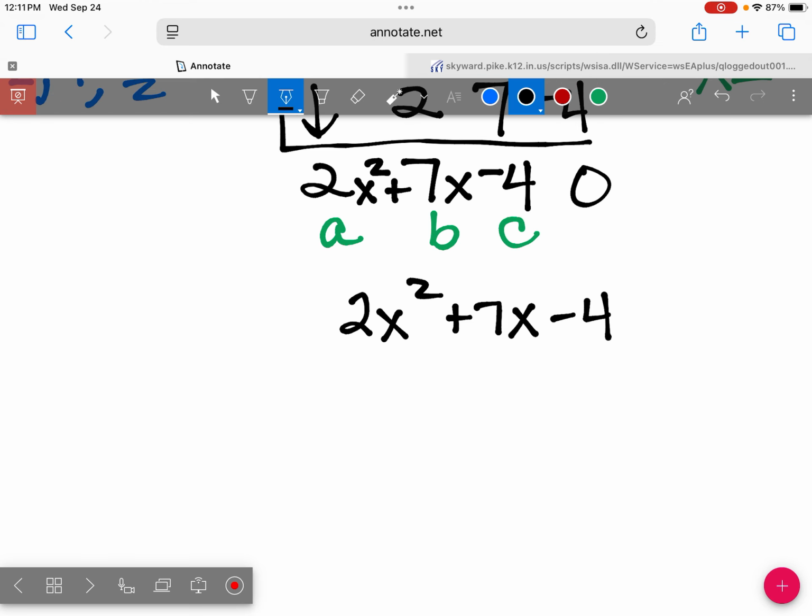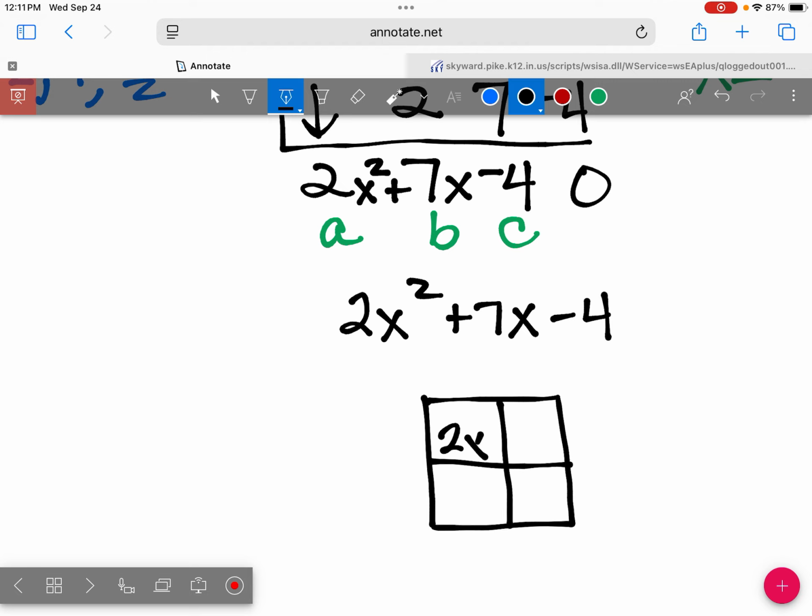And I don't care the method you use. I have some people who use the box. Some people use bottoms up. Some people use grouping. Do you have any advice for remembering all the steps?